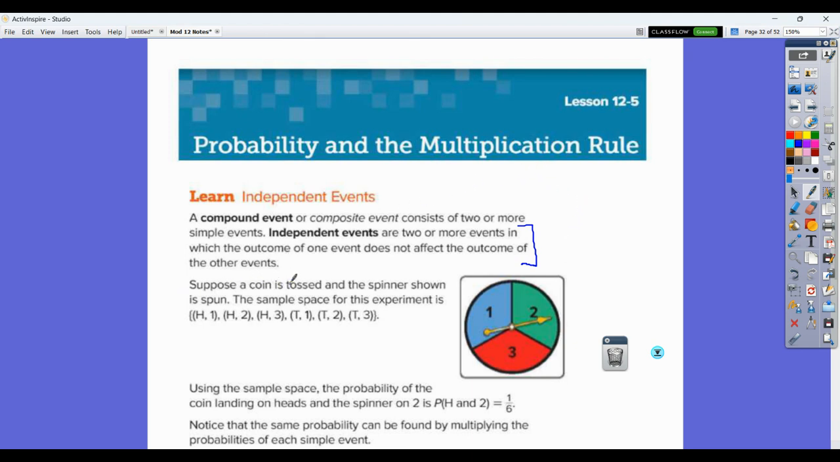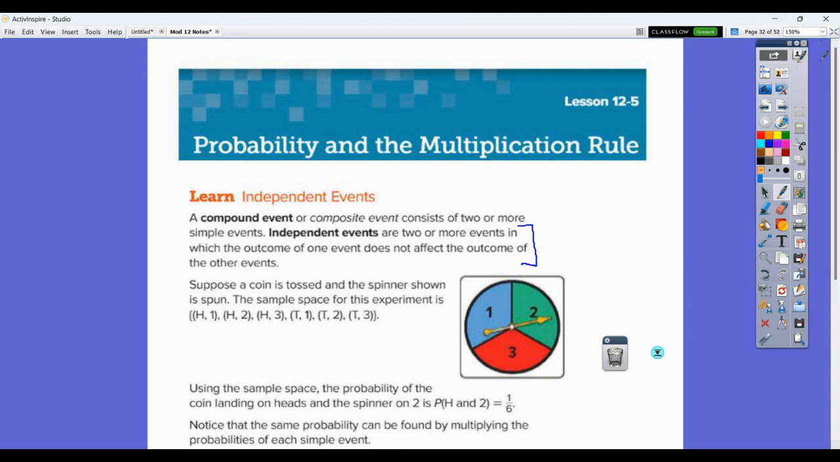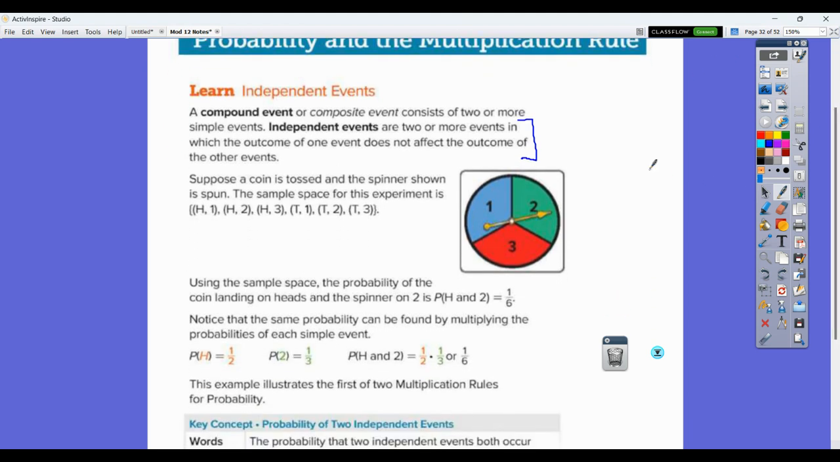Suppose a coin is tossed and a spinner shown is spun. The sample space for this experiment would include a heads and a one, a heads and a two, a heads and a three, a tails and a one, a tails and a two, and a tails and a three. Those are the different things that can happen. Using the sample space, the probability of the coin landing on heads and the spinner on a two, probability of H and 2, is 1 out of 6, because you're looking for a heads and two out of 6 total outcomes.